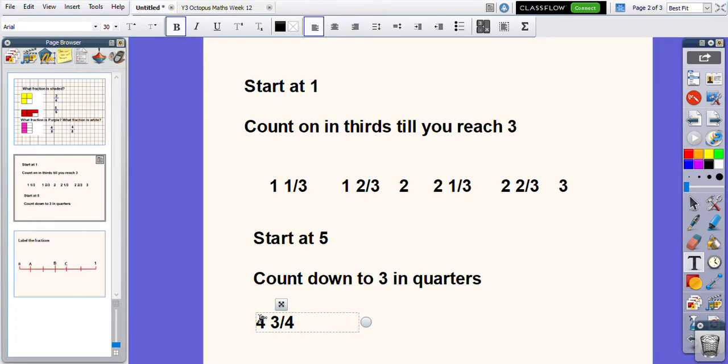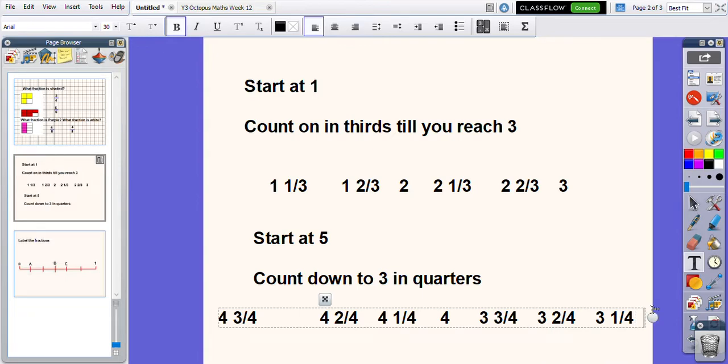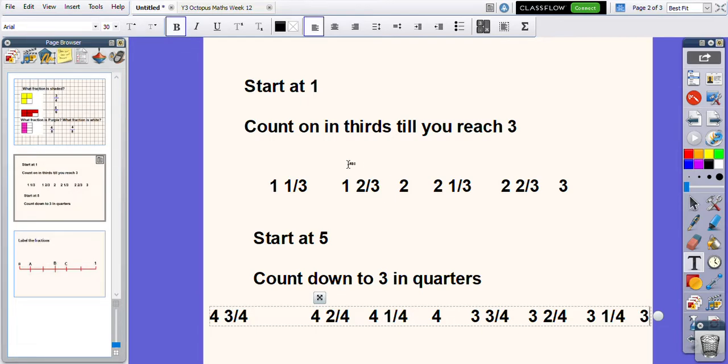Okay? Then we have 4 and 2/4, 4 and 1/4, 4, 3 and 3/4, 3 and 2/4, 3 and 1/4, and then finally we end up at 3. Okay, so that's how you should be counting up, and that's how you should be counting down.